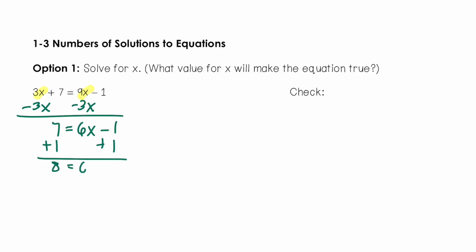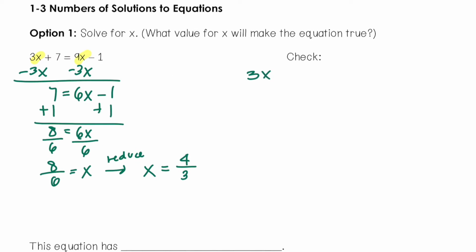Now I have 8 equals 6x, so I'll have to divide by the coefficient, so divide by 6. I get x is equal to 8/6, or 8 divided by 6. Because both the numerator and the denominator are divisible by 2, I'm going to reduce the fraction to end up getting that x is equal to 4/3.